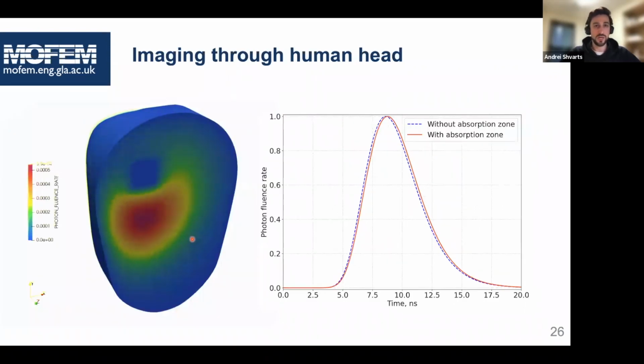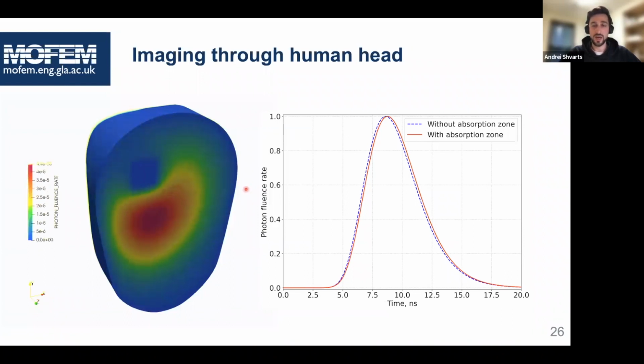And here you can see a simulation of light propagating through a head. And there is an object over here. You can see how the propagation of this laser pulse through the head is affected by the presence of this object. So this object is not a hidden object. It's a zone of different absorption. You can think about this as possibly a stroke somewhere in the head.